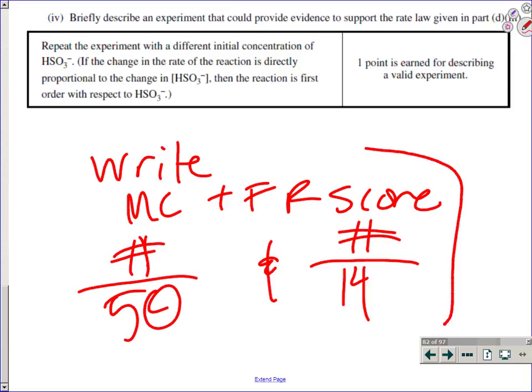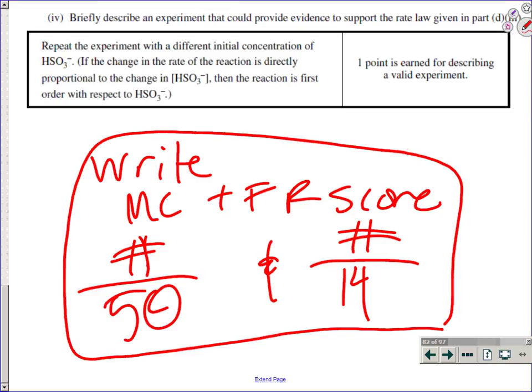Make sure that you put your multiple choice and free response scores on there. I don't have time to count after you. And you can put those back in the box when you're ready.